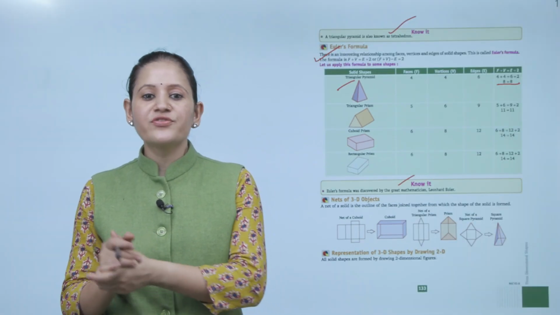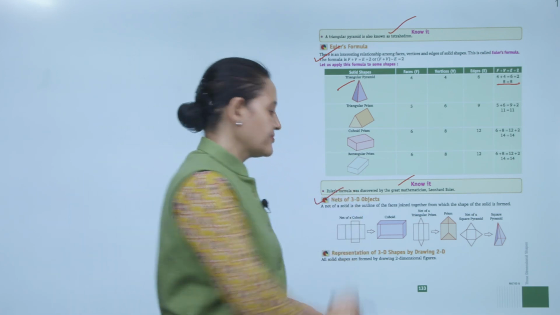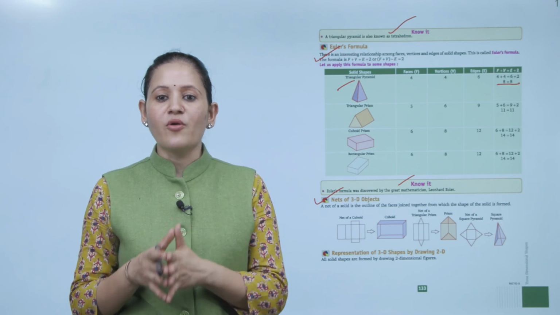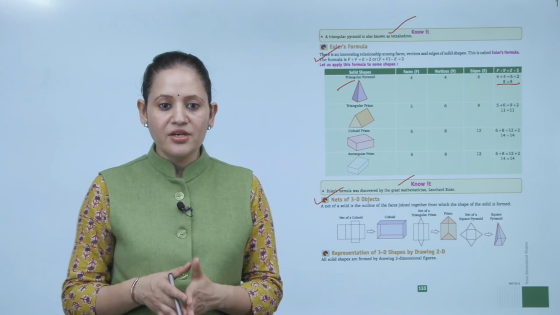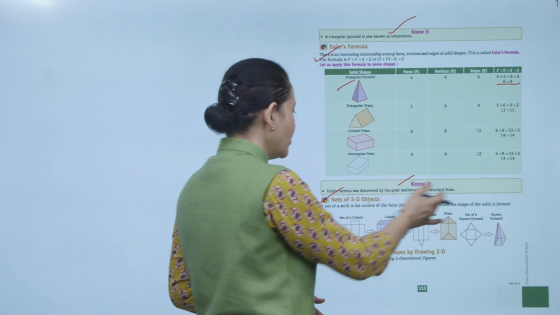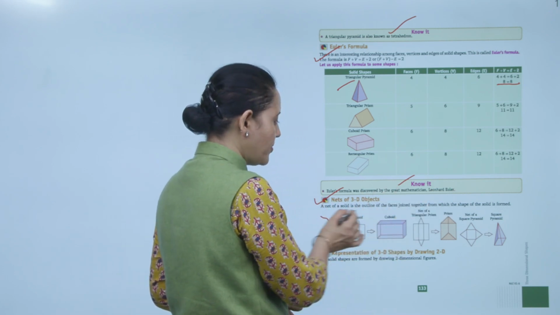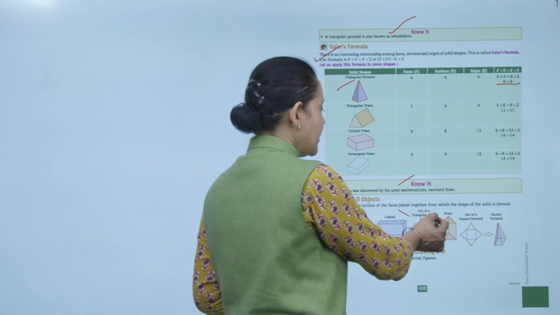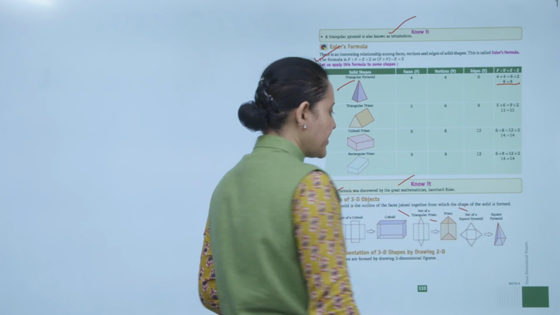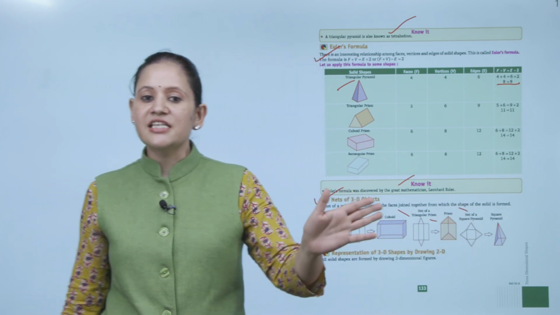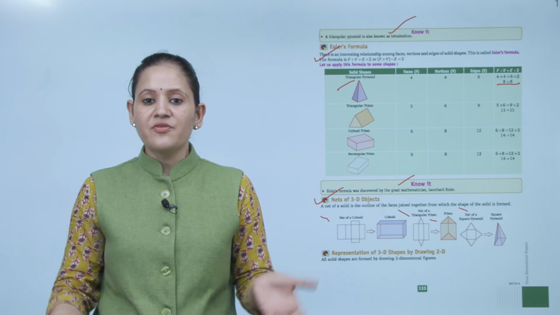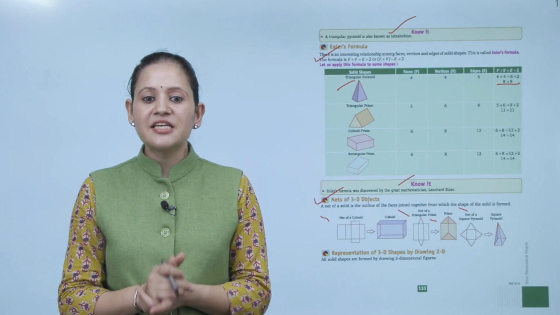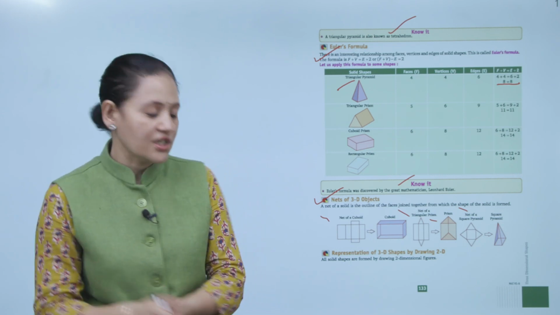Next is nets of 3D objects. A net of a solid is the outline of the faces joined together from which the shape of the solid is formed. So here are some nets of solid shapes: this is the net of a cuboid, this is the net of a triangular prism, and the net of a square pyramid. Clear? So some nets are given. Nets are 2D shapes which, when we join or fold them together, become 3D shapes. Clear?